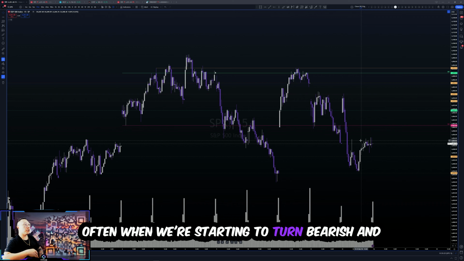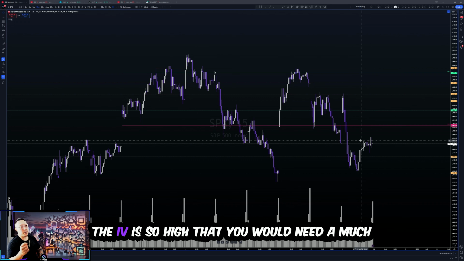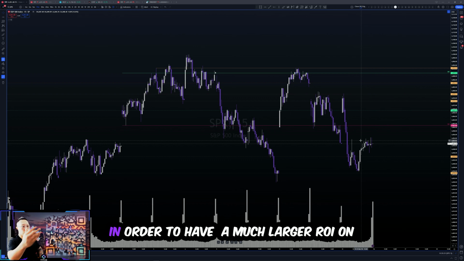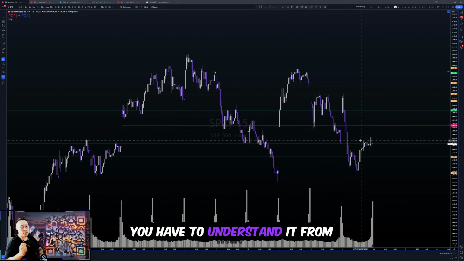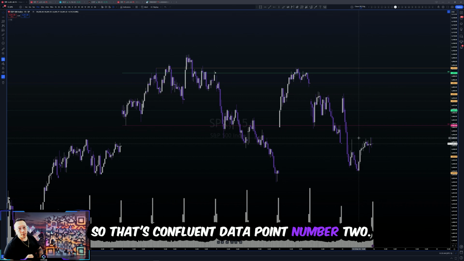When we're starting to turn bearish and we're in a bear market, the volatility is so high and the IV is so high that you would need a much larger move on the underlying in order to have a much larger ROI on your puts, which is why I told you guys from the get-go, take advantage of this. This is the time to really capitalize on SPX. You have to understand it from that options mechanics perspective. So that's confluence data point number 2.